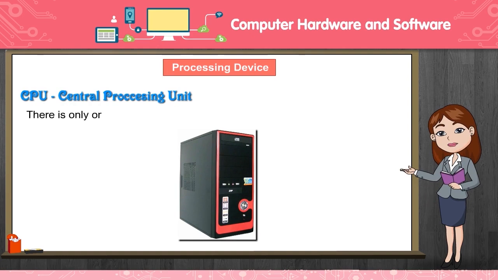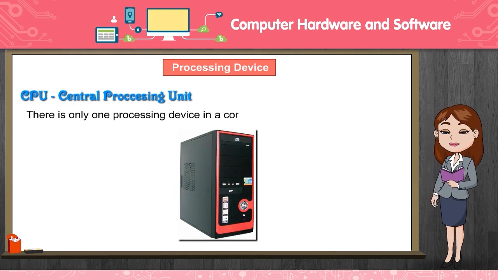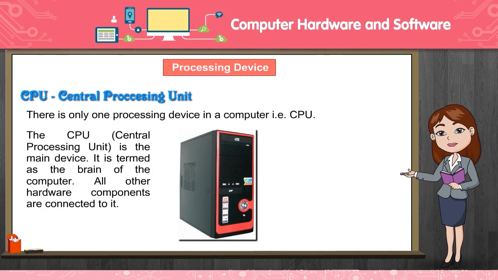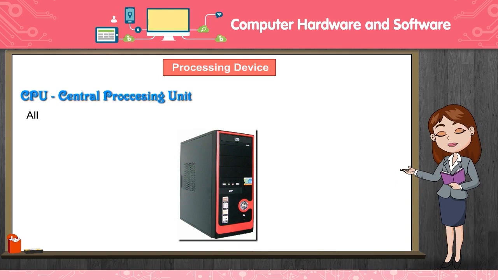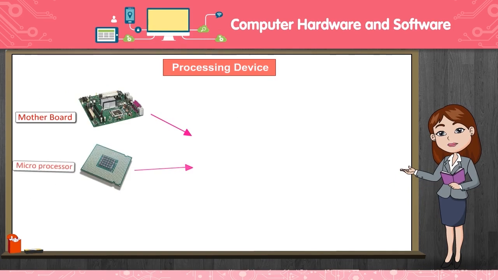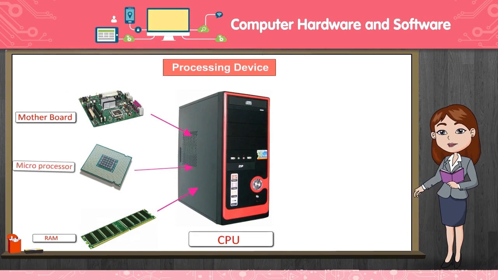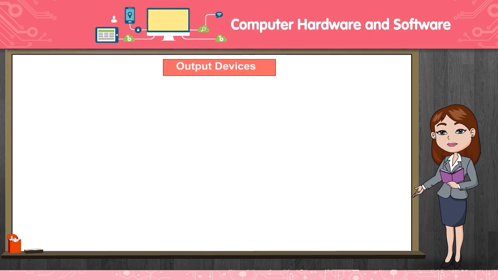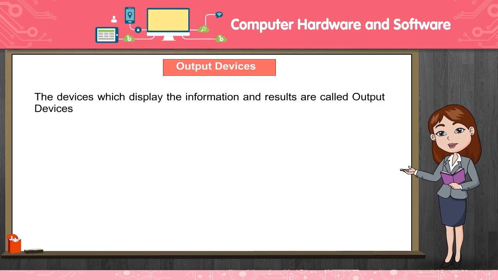Processing device, CPU, Central Processing Unit. There is only one processing device in a computer, that is the CPU. The CPU is the main device. It is termed the brain of the computer. All other hardware components are connected to it. All the processing work is done in the CPU. Motherboard, microprocessor, RAM, CPU, hard disk, DVD writer.